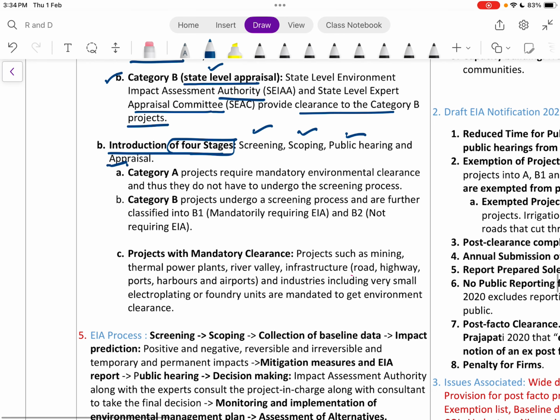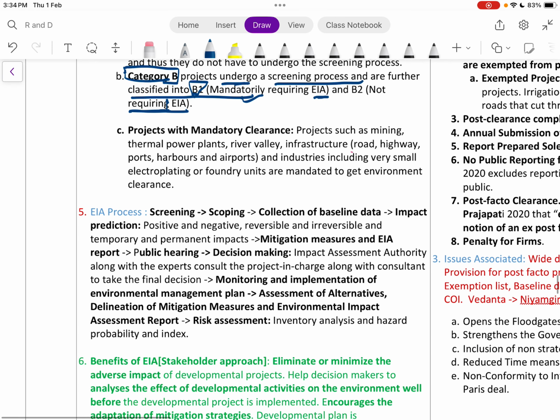For category A projects, it is mandatory, and for category B projects, it is necessary to undergo the screening process and they are further classified into B1, that is mandatorily requiring EIA, and B2, which does not require environment impact assessment. Projects with mandatory clearance such as mining, thermal power plants, river valley projects, infrastructure such as roads, highways, ports, harbors, airports, and industries including even very small plastic or foundry units are mandated to get environment clearances.